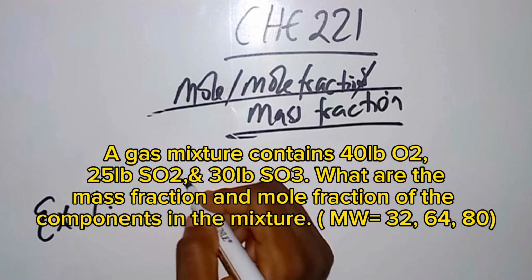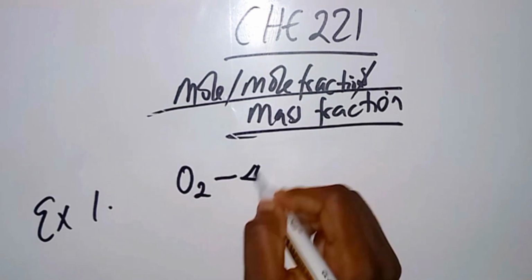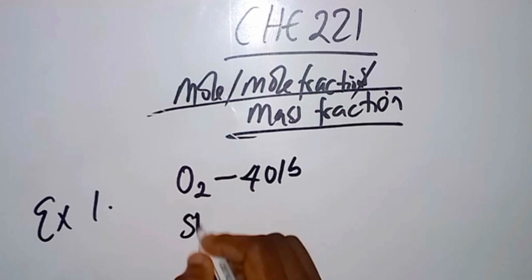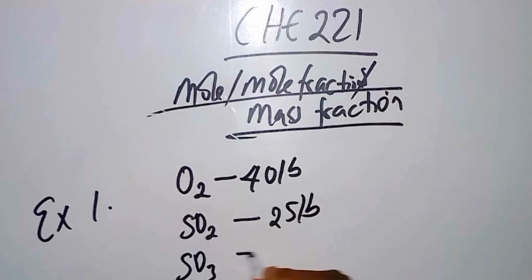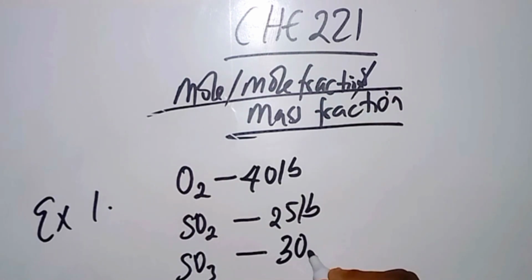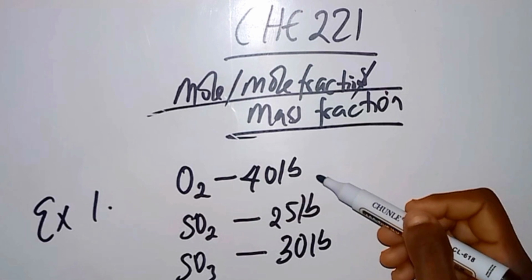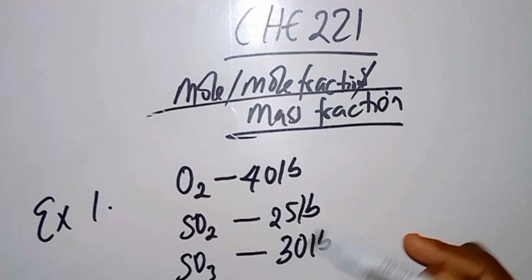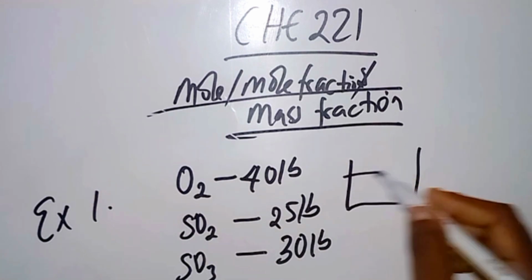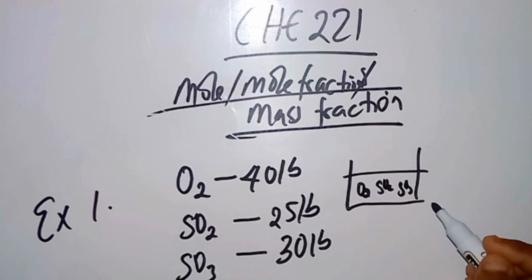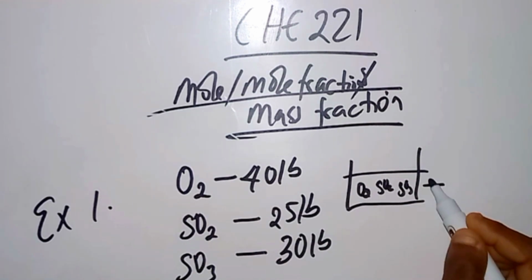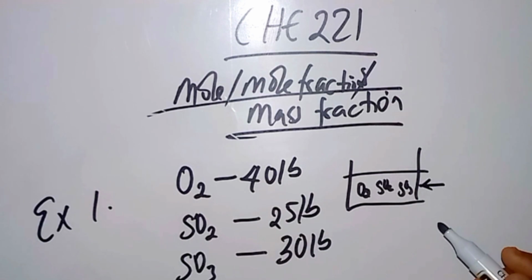From the question, we know that our oxygen is 40 pounds. SO2 is 25 pounds and SO3 is 30 pounds. These are the mass of each component in a mixture. This is a mixture and it contains oxygen, SO2 and SO3. So now we are asked to find the mass fraction and the mole fraction.